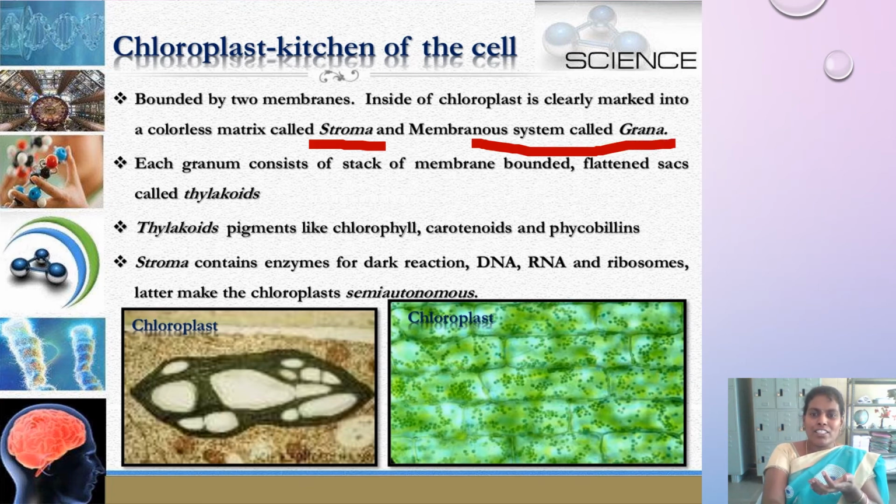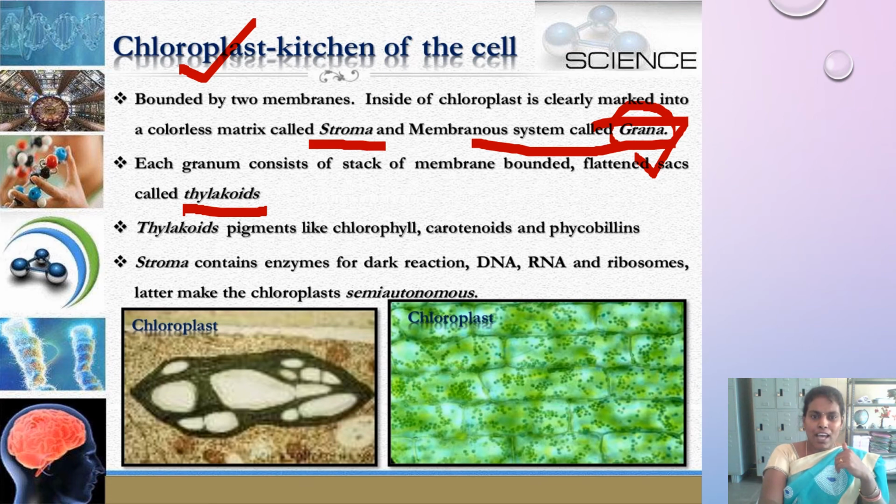What is the function of this grana? Up to now I told you chloroplasts trap the sunlight. Which part of the chloroplast traps the sunlight? Inside the chloroplast so many stalk-like structures are present. Those are also called thylakoids. Each grana consists of stalk-like structures. Those are called thylakoids. These thylakoids trap the sunlight and convert that light energy into chemical energy.